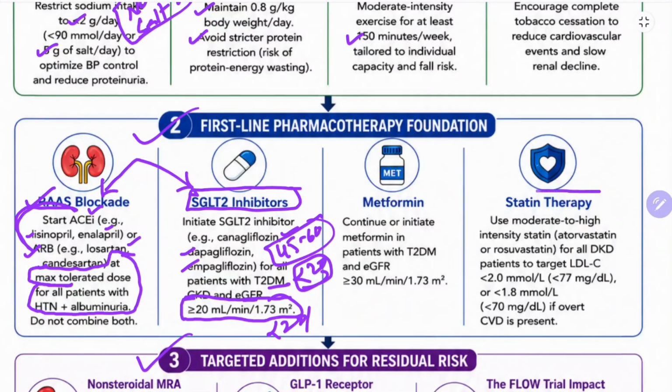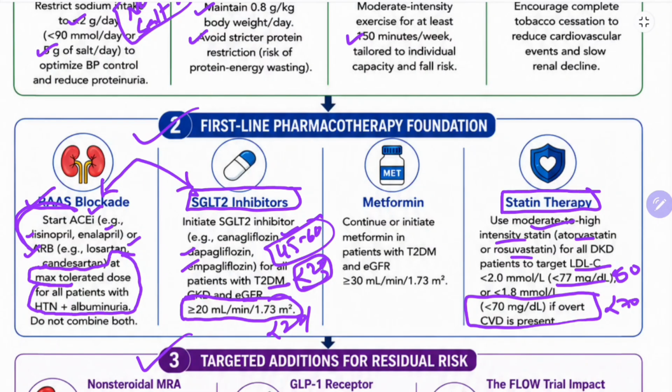Now third thing is statin therapy. Why? As we have discussed, CKD raises the risk of cardiovascular disease and cardiovascular events. So to prevent that, we are giving moderate to high intensity statin, atorvastatin or rosuvastatin, for all DKD patients to target LDL cholesterol less than 77 milligram, or take it as less than 80 milligram per deciliter. And if the patient has symptomatic cardiovascular disease, then the target is again stricter, that is less than 70 milligram per deciliter, less than 80, less than 70. So you should use statins.